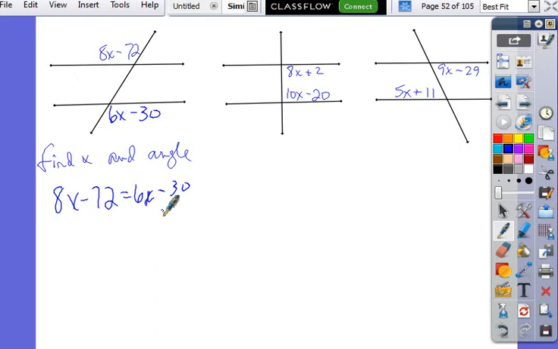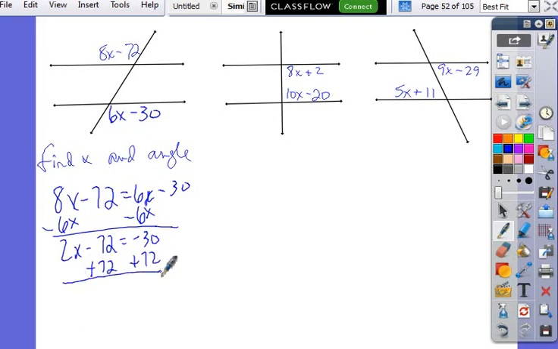So in this case, I would probably minus the 6. So 2x minus 72 equals negative 30. Plus the 72. If it says solve for x, you're done there. But when it says find the angle, that's x. Well, now what do I need to do?